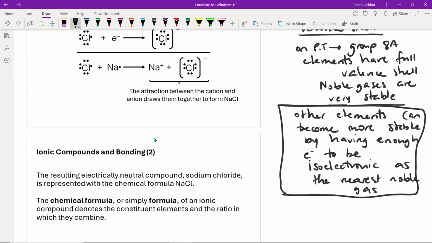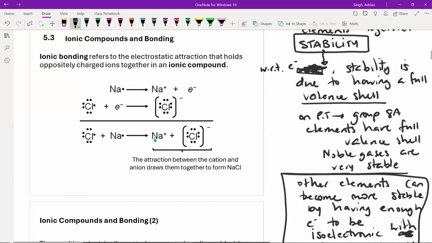Other elements can become more stable by having enough electrons to be isoelectronic with the nearest noble gas. Isoelectronic means having the same number of electrons, also meaning the same number of valence electrons, as whatever noble gas, the group 8 element, is closest to them. That's the driving force.